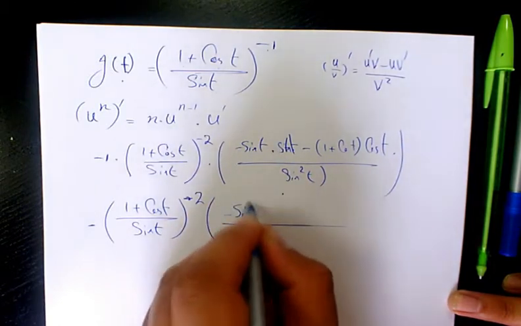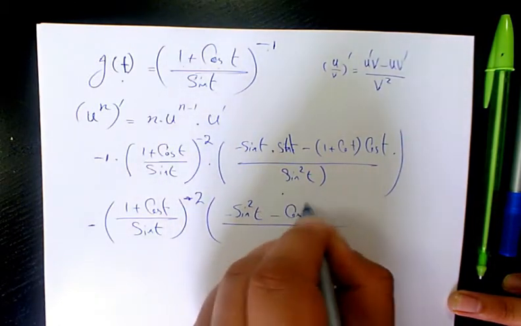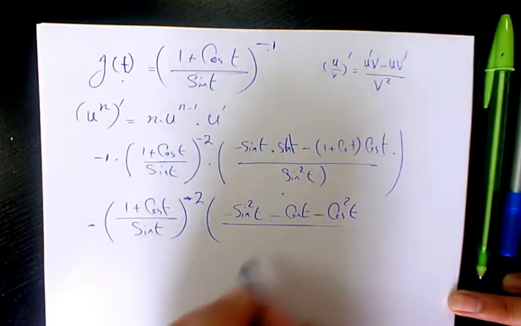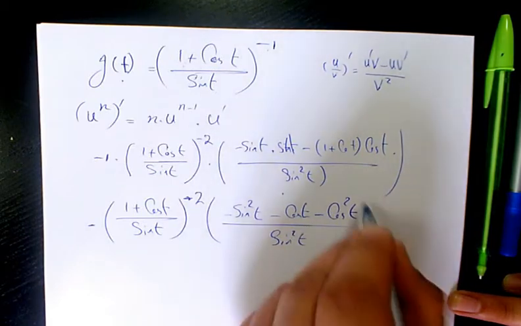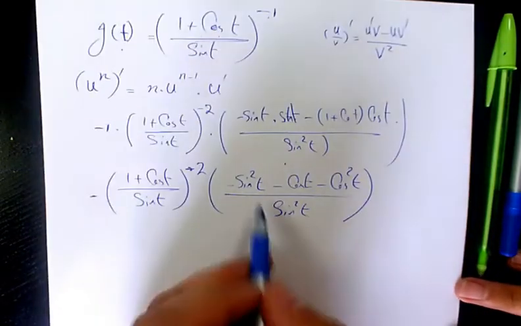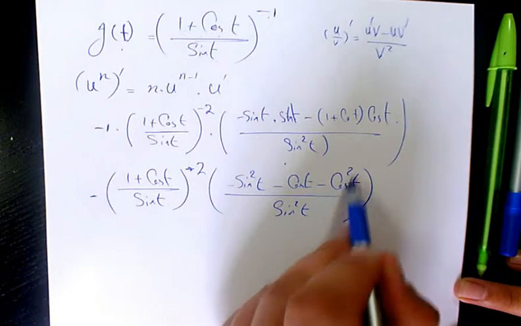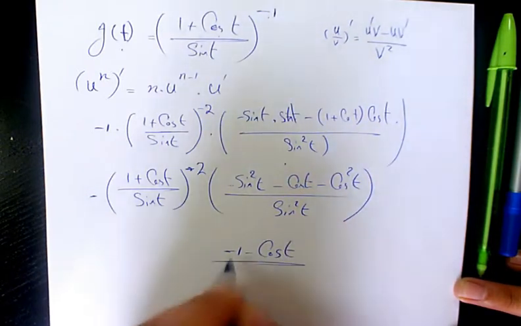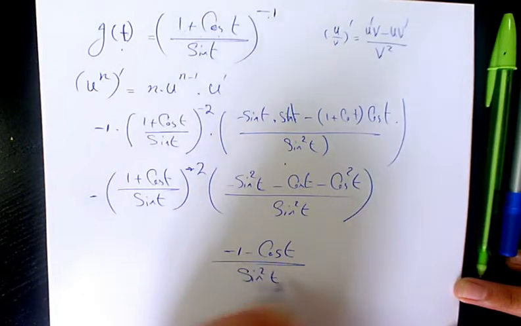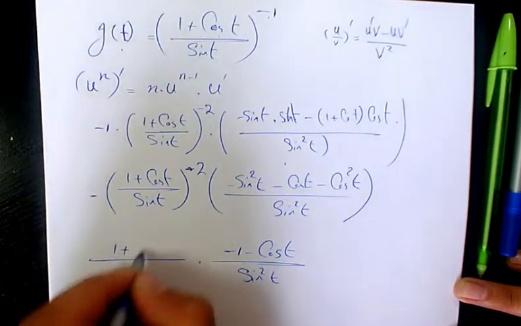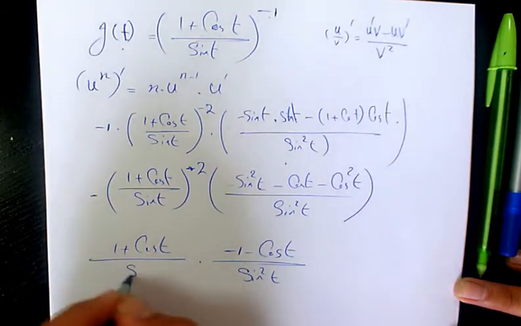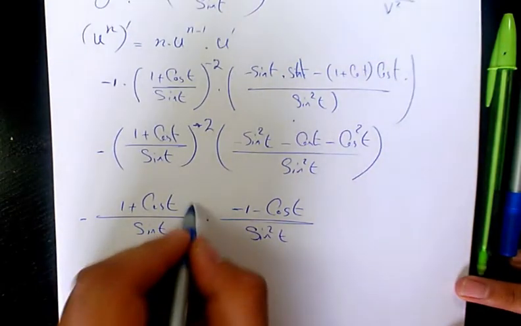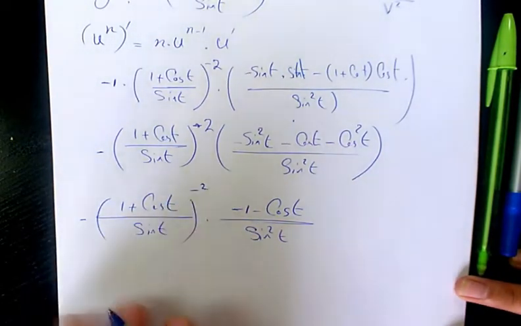times negative sine squared t minus cosine t minus cosine squared t over sine squared t. Now negative sine squared t and negative cosine squared t is going to be negative 1 minus cosine t over sine squared t, times 1 plus cosine t over sine t negative here, and that's to the power of negative 2.